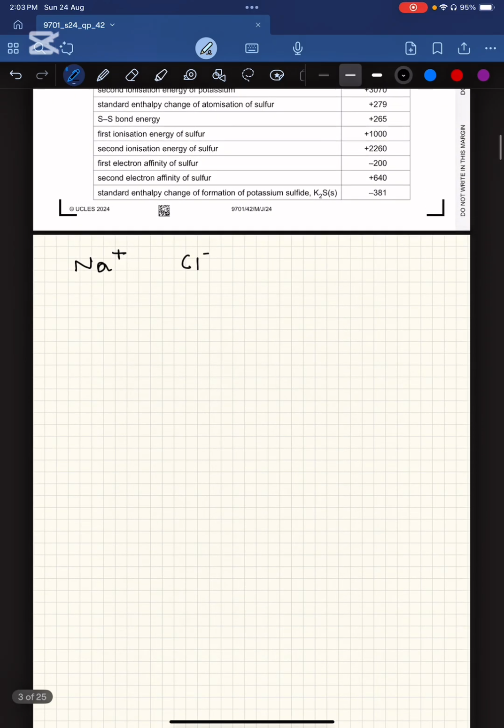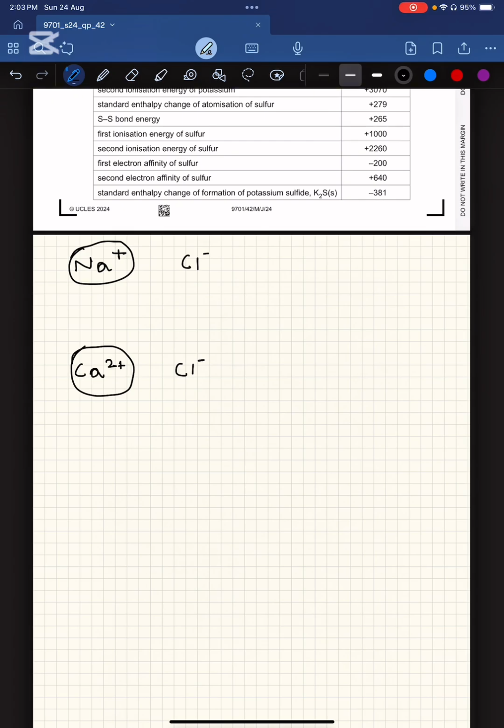Now let's take an example. I have Na+ and Cl-, and I have Ca2+ and Cl-. In both cases, I have the chloride ion, so its effect is cancelled. But in one case, I have a sodium ion. In the other case, I have a calcium ion. Now, in which case would the chloride ion be attracted more strongly? Will it be attracted more strongly to the sodium ion or the calcium ion?